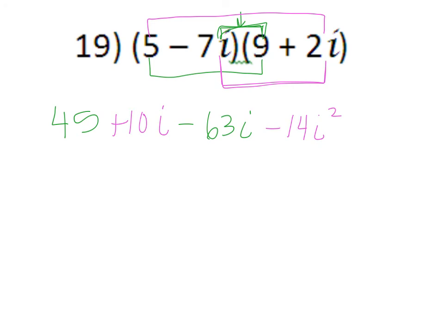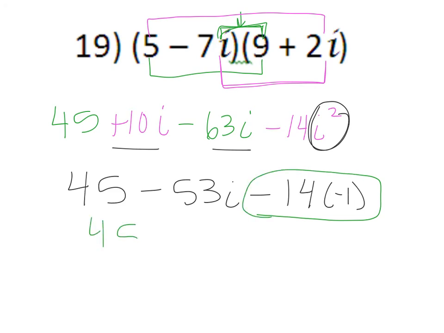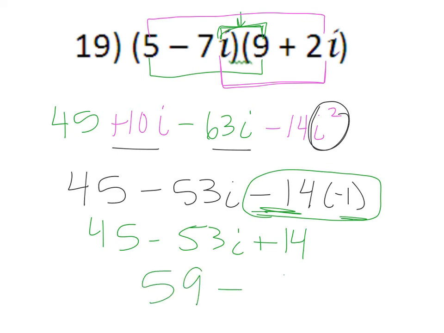So when I'm looking at this, I'm going to combine my like terms here. So I have 45, then minus 53i. And I'm going to write minus 14. Remember, i squared is the same thing as negative 1. So when I simplify this right here, this is a 45 minus 53i plus 14, because this is a negative 14 times negative 1. So my final answer would be 59 minus 53i.